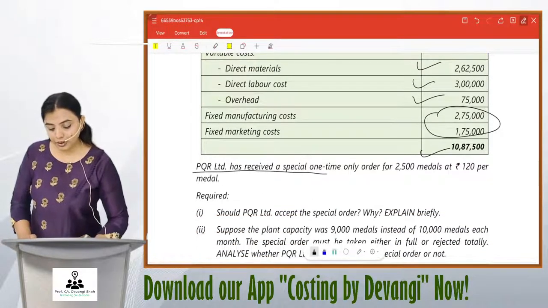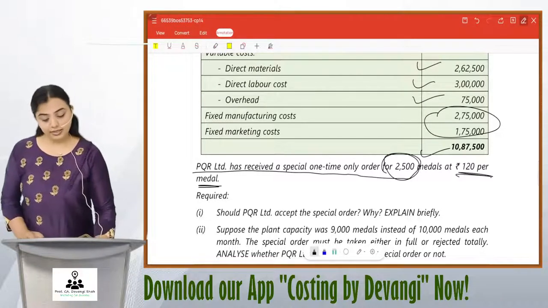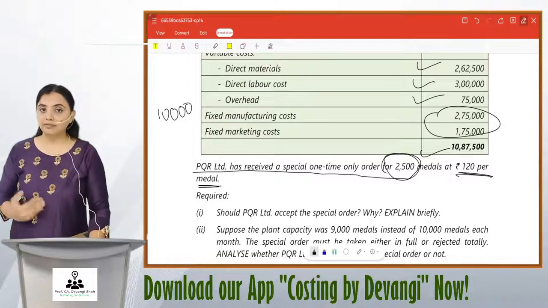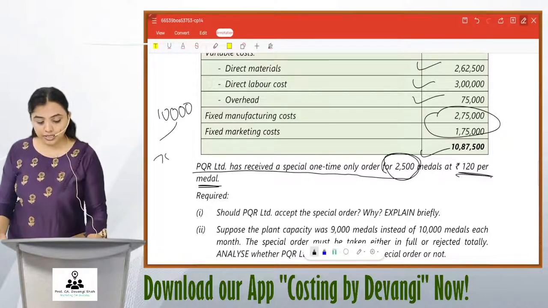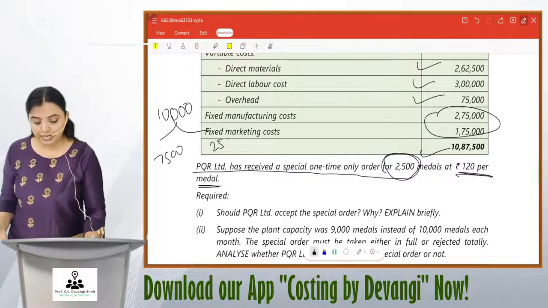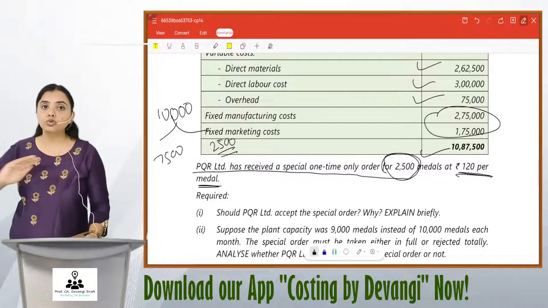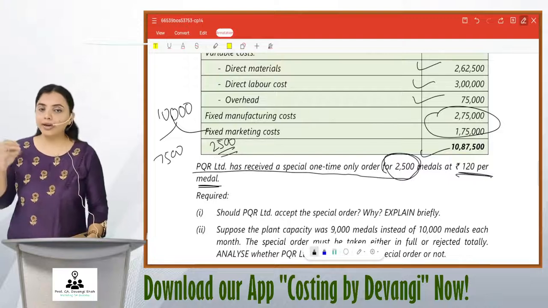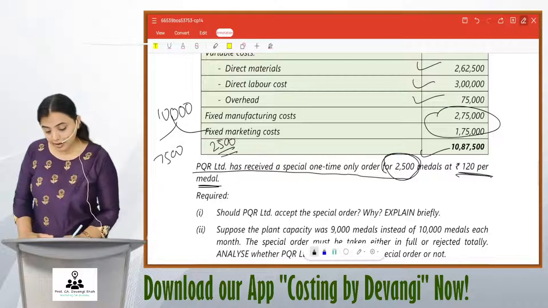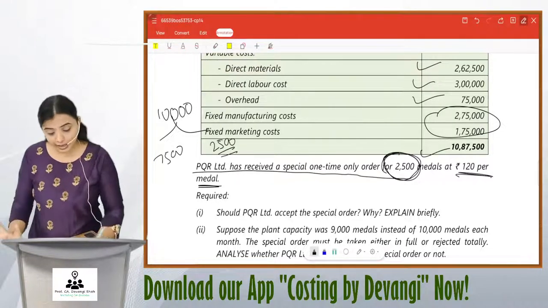PQR has received a special one-time only order for 2,500 medals at 120. Now see, friends, our total capacity is 10,000. We have the capacity to produce this much. And we already have customers for 7,500 medals. So the 2,500 capacity is idle, it is going waste. Right? At present we are not doing anything with it. It is just unused, waste. Now we get an order, saying give us 2,500 medals. But the selling price will not be 150, it will be 120.